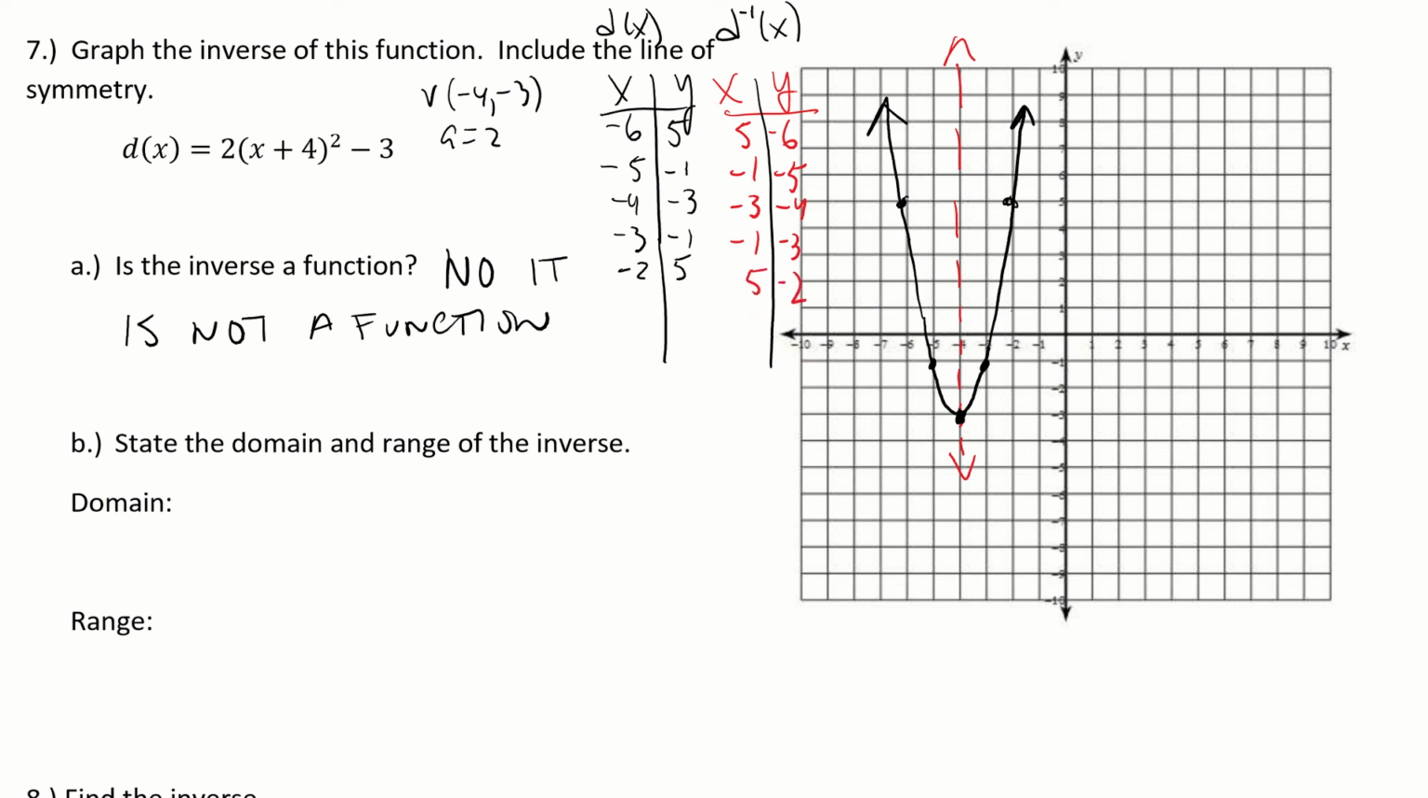So now if I graph these, 5, -6 is here. -1, -5 is here. -3, -4 is right here. And -1, -3, and then 5, -2.